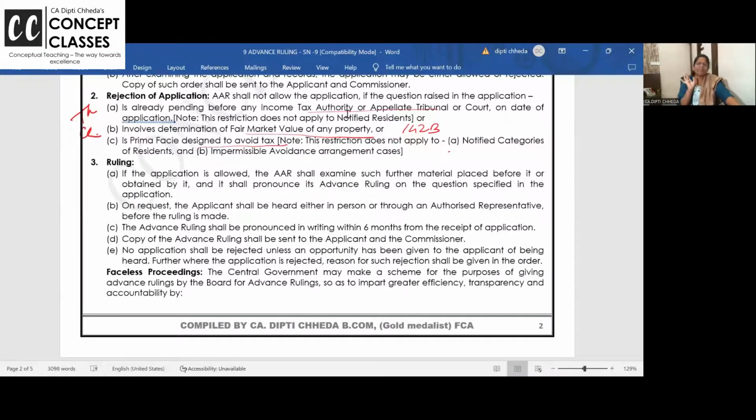After every page, I will pause because this is like theory and I'm seeing some of the messages in chat and I'm responding. Unmute karke bol do, kuch bhi doubt hai to. Chalo. Ruling. If the application is allowed, AAR shall examine such further material placed before it and it shall pronounce its advance ruling on the question. On request, applicant shall be heard either in person or through representative.